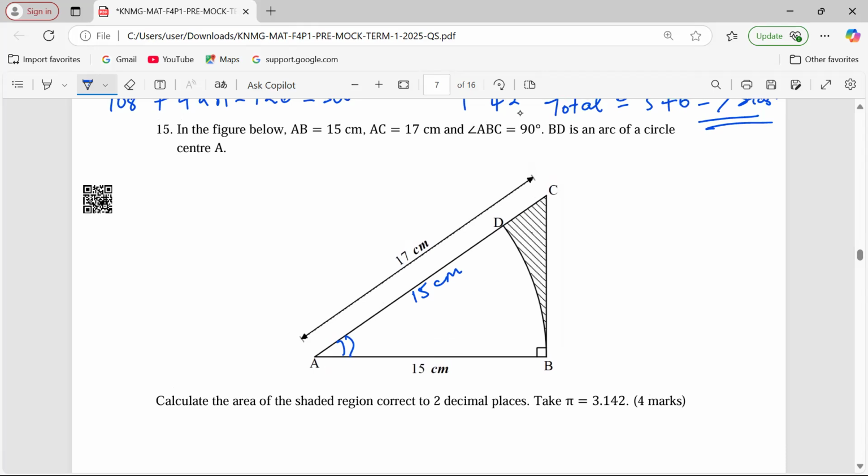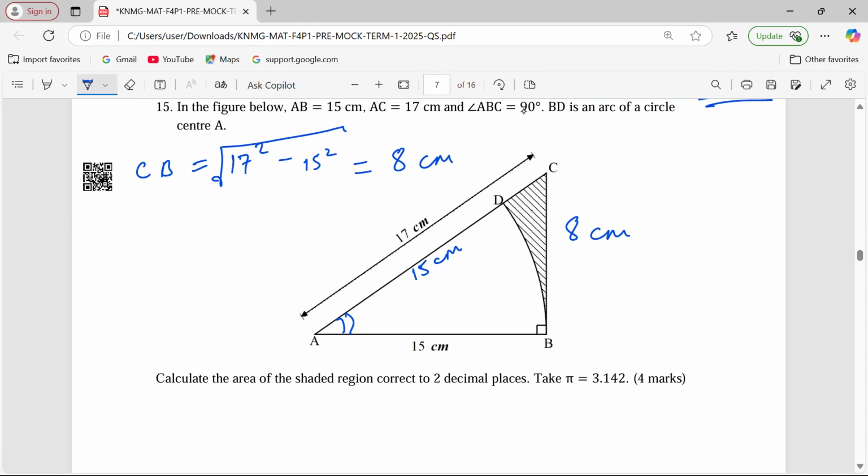Therefore, the length CB is going to be, according to Pythagoras theorem, 17 squared minus 15 squared, then I carry out the square root. This is giving me exactly 8. So this is 8 centimeters. With that, we can now get the area of the triangle.